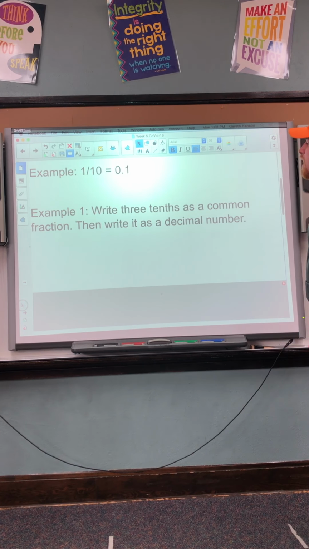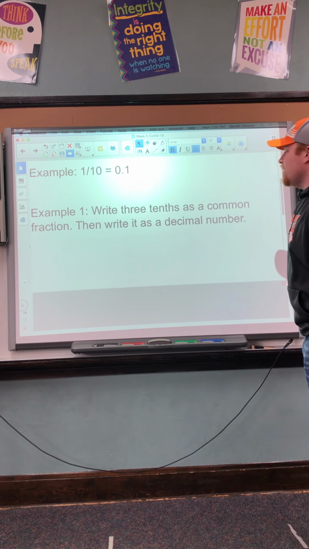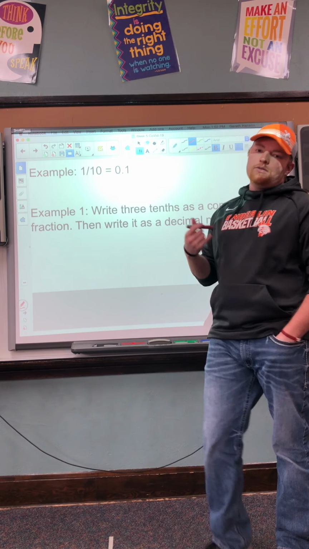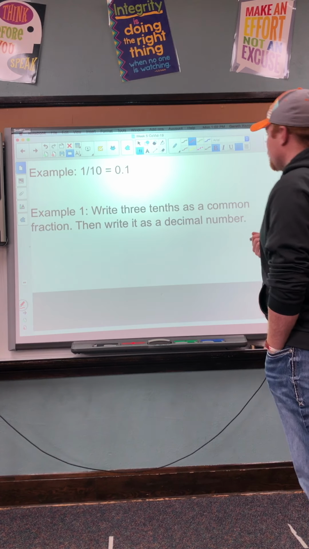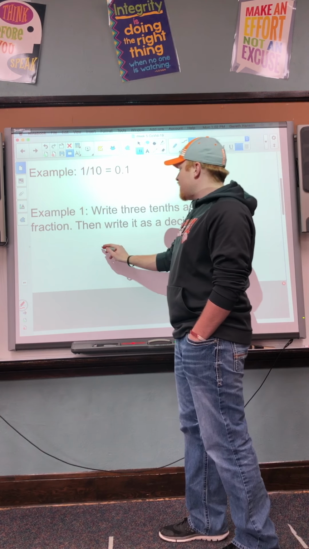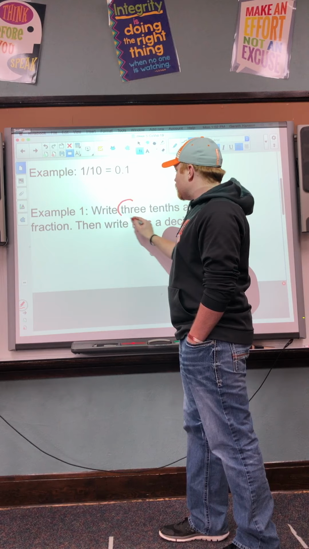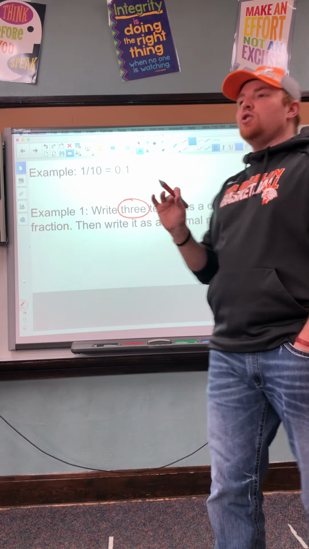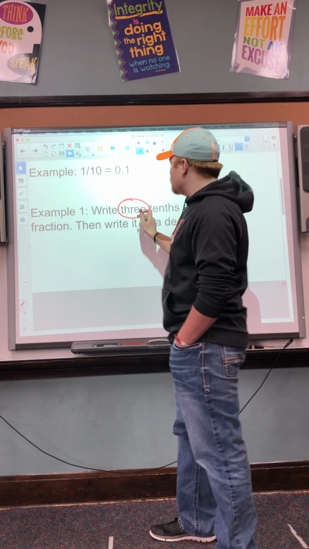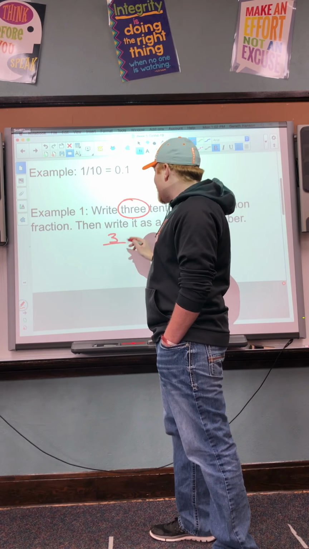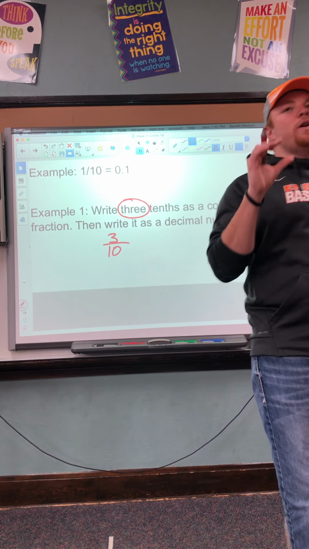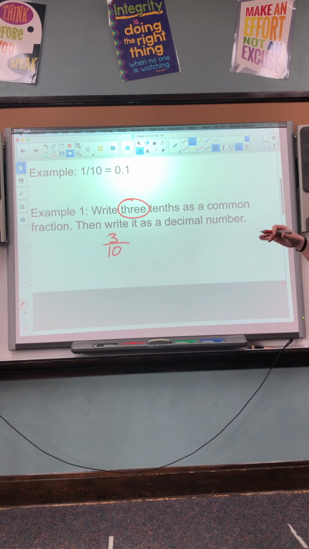Example 1: write 3/10 as a common fraction, then write it as a decimal number. First things first, writing it as a fraction, 3/10. The first number that they say, that's your numerator. That's the top number. So 3, and then tenths. Whenever it says "ths," that's your denominator.